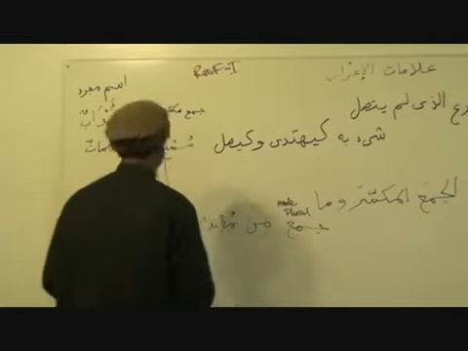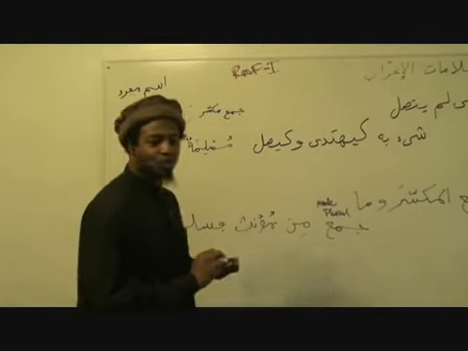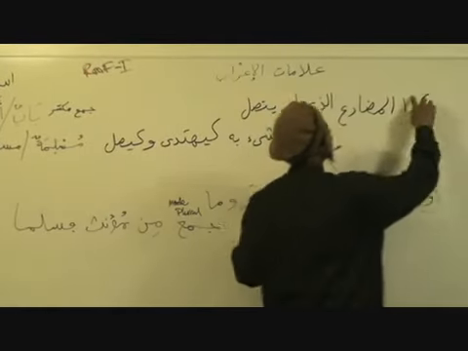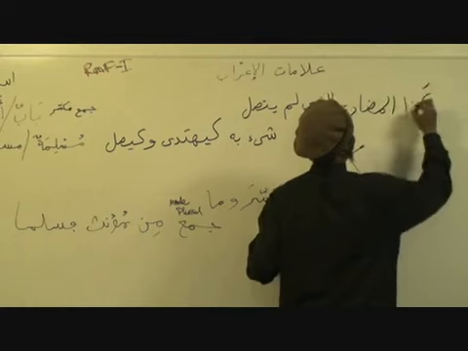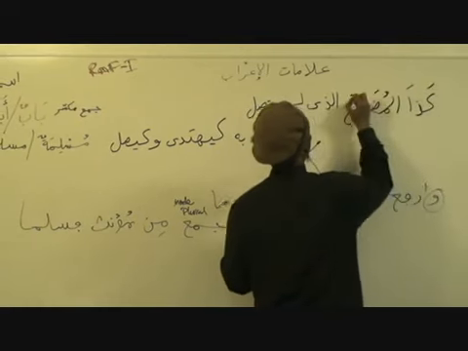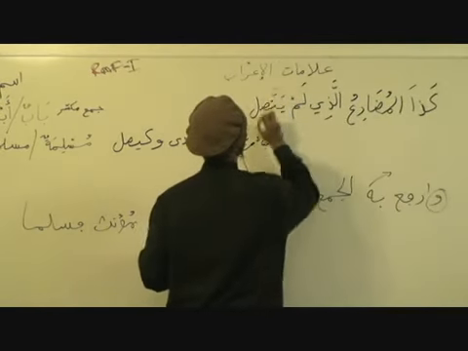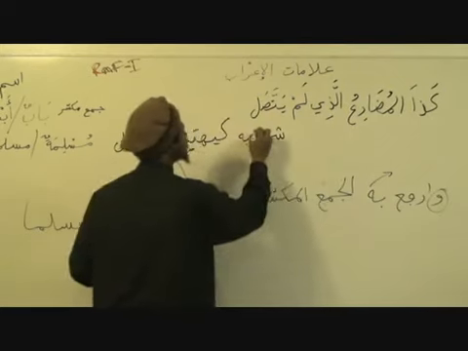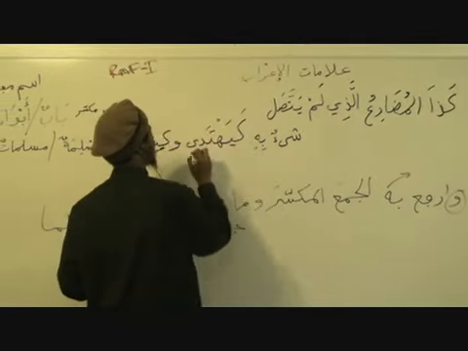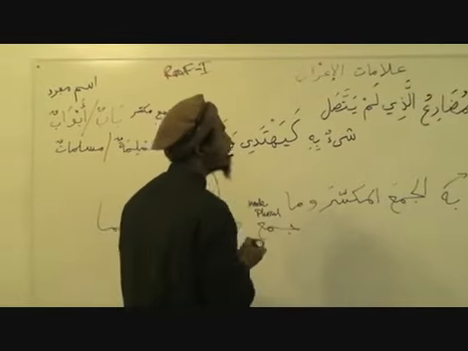All right. Here's the last line I'm going to do today, because I don't want to confuse anybody. We're just going to do the wows. Okay? It says, كَذَا الْمُضَارِعُ. كَذَا. Okay. كَذَا الْمُضَارِعُ. مُضَارِعُ. الذي لم يتصل شيء به كيهتدي وكيصل. Yasal. Okay? Let's go through this line.